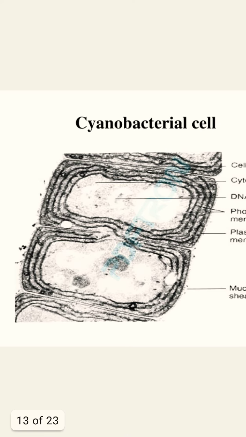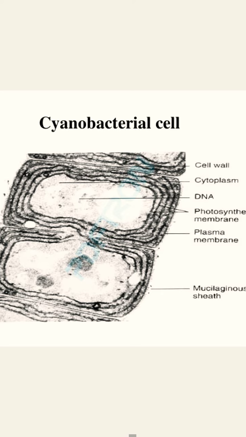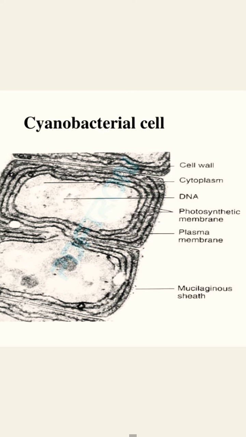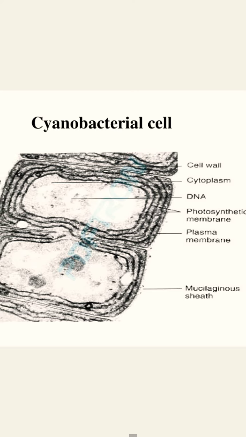This is a diagram of a cyanobacterial cell. First of all, first layer is cell wall, second cytoplasm. The inner part of the cytoplasm is called cytosol. You see the center, the DNA, photosynthetic membrane, plasma membrane. Outer layer is the cell wall and inner layer is the plasma membrane.